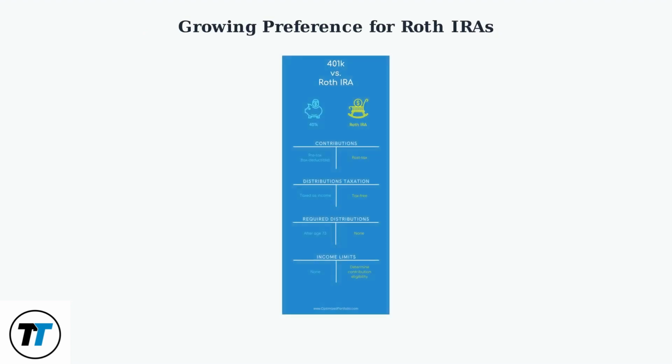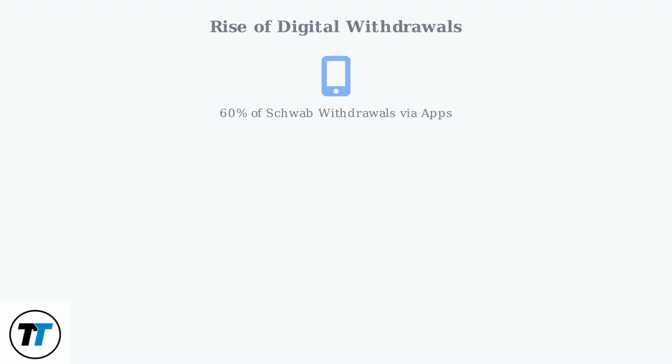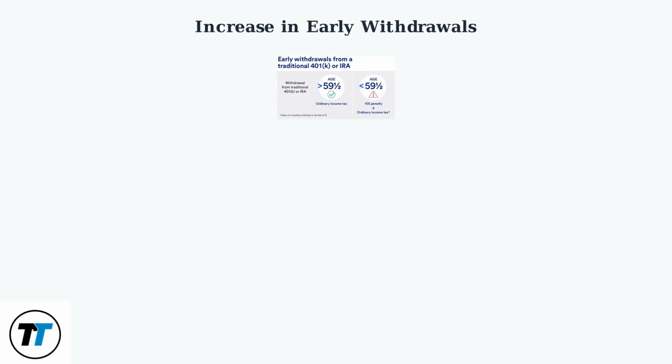Recent trends show a growing preference for Roth IRAs, with Schwab reporting a 20% year-over-year increase in Roth conversions, driven by expectations of higher future tax rates and their tax-free growth potential. Digital tools are transforming withdrawals, with 60% of Schwab withdrawals now initiated through mobile apps, reflecting the shift to convenient online banking. Economic pressures from inflation and housing costs have driven a 25% rise in early withdrawals from IRAs, despite potential penalties and taxes. Let's examine real-world examples of IRA cash-outs through Charles Schwab to illustrate key concepts and outcomes.